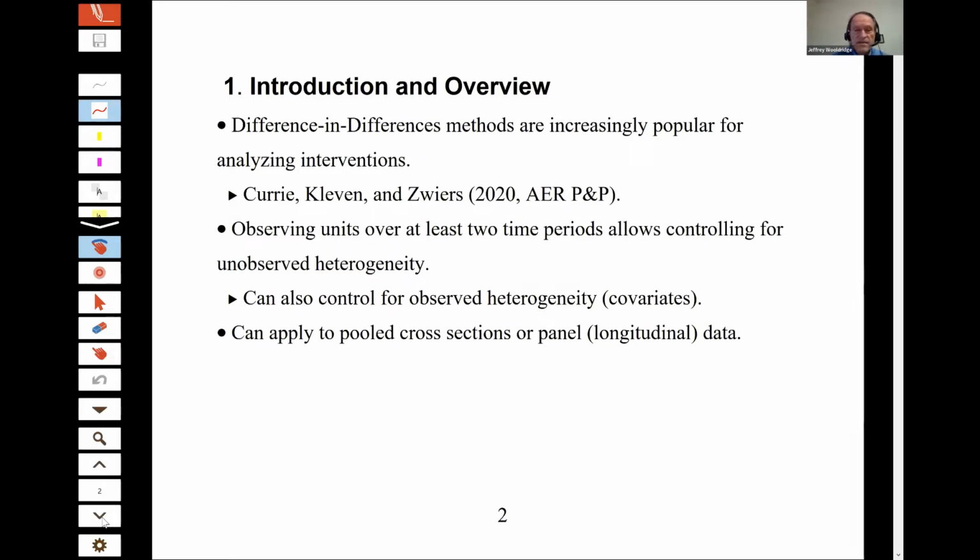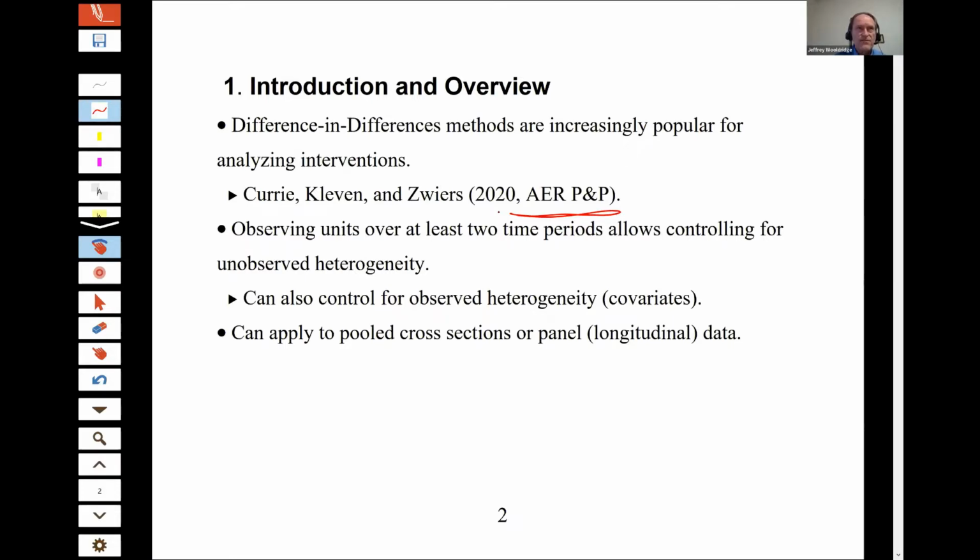There was a recent paper in the American Economic Review Papers and Proceedings by Currie, Kleven, and Zwiers on what sorts of methods are popular in empirical economics, and difference in differences has seen a huge upsurge in the last 5 to 10 years. And this led to a re-examination of the most common ways that people were implementing the method.